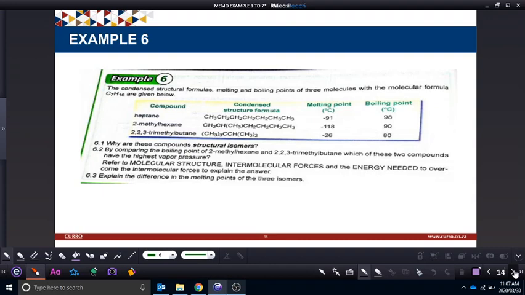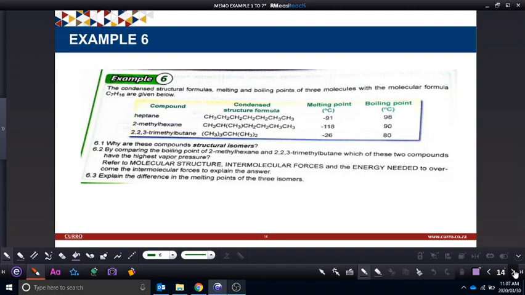6.2. By comparing these boiling points of 2-methylhexane and 2,2,3-trimethylbutane, which of these compounds has the highest vapor pressure? So if you look at the boiling points, for 2-methylhexane it's 90, and for 2,2,3-trimethylbutane, it's 80. So if you look at that, the vapor pressure of the 2,2,3-trimethylbutane is the highest, and then the vapor pressure for 2-methylhexane is the lowest.